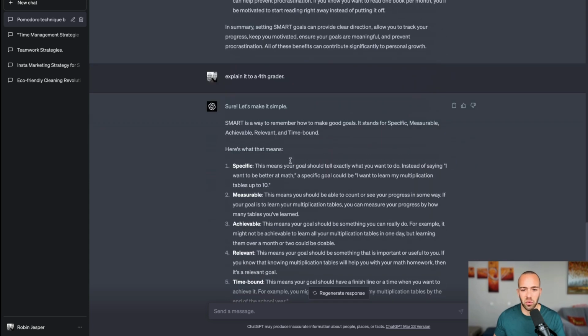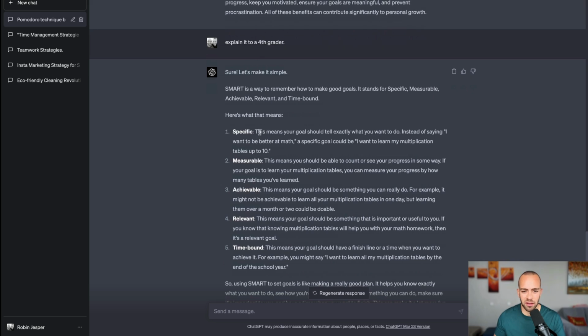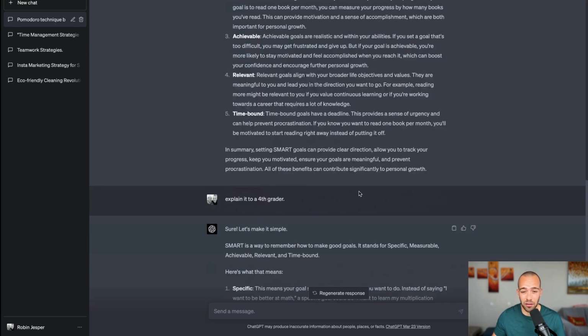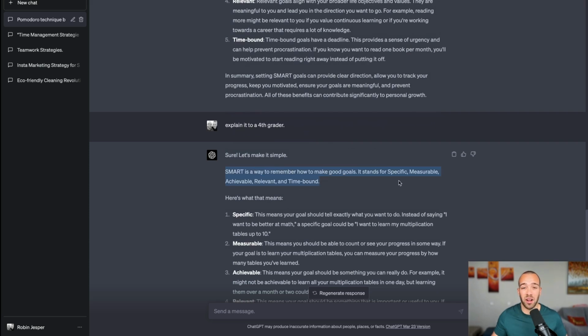Let's have a look at what the prompt "explain it to a fourth grader" would say on specific. So specific, once again, this means your goal should tell exactly what you want to do. Instead of saying, "I want to be better at math," a specific goal would be, "I want to learn my multiplication tables up to 10." So it was pretty similar here, I would say, but as you can see, in the beginning it's really boiling down all of this text. It's pretty lengthy, I would say, to just one sentence.